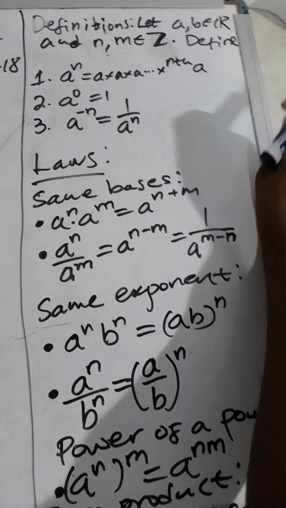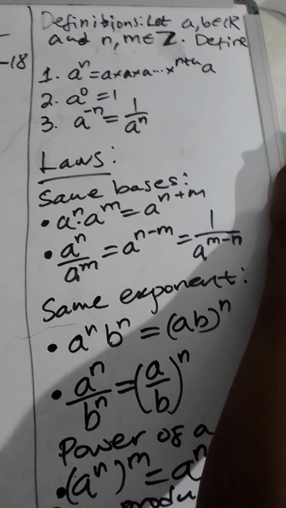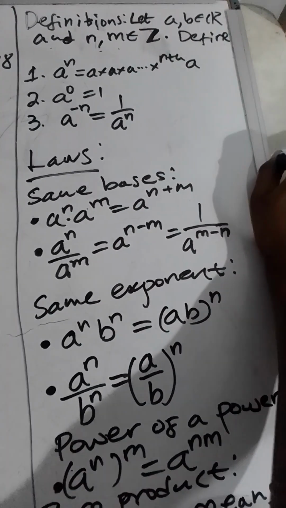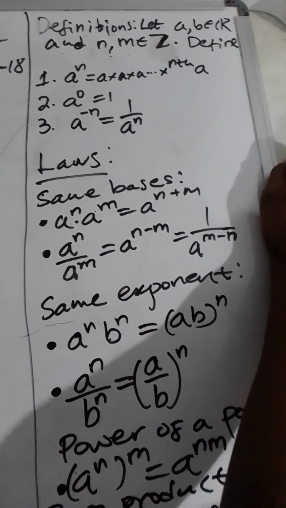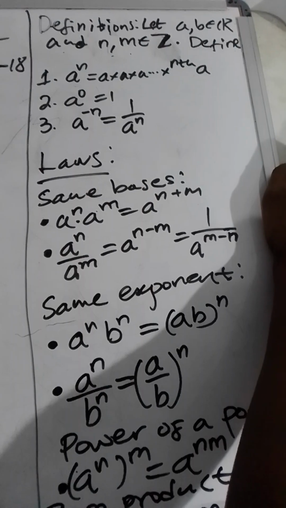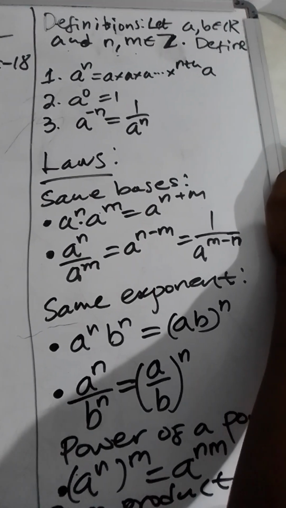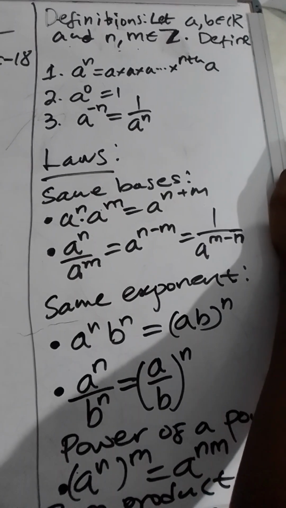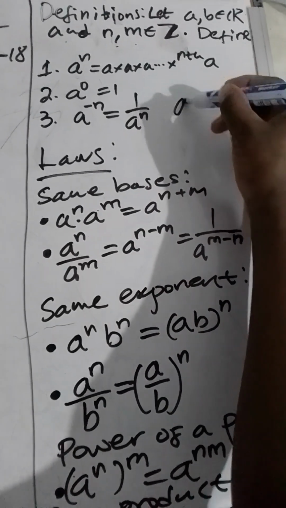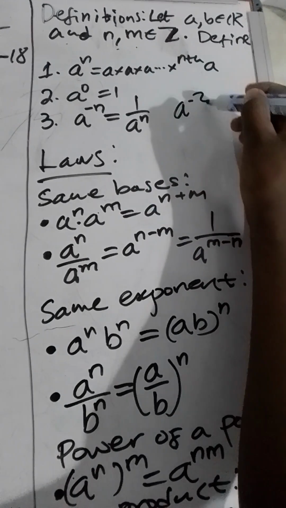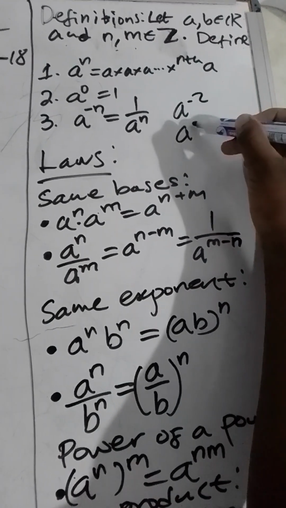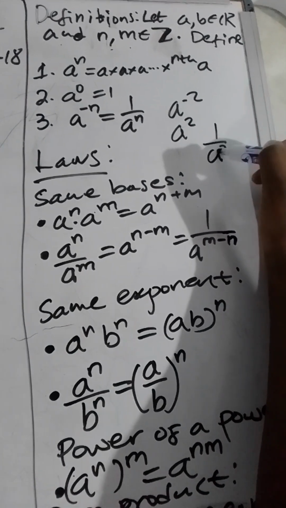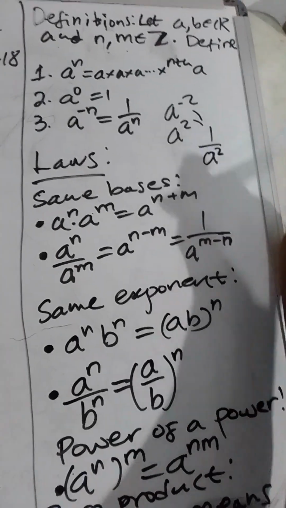Then the last one is the change of sign of the exponent definition. So this one tells us that you can change the sign of the exponent of a power. All you need to do is take the reciprocal after changing the sign of that exponent. So if you have a to the exponent negative 2, you want to change it to positive, and then from there, take the reciprocal of it. Then these two are equal.